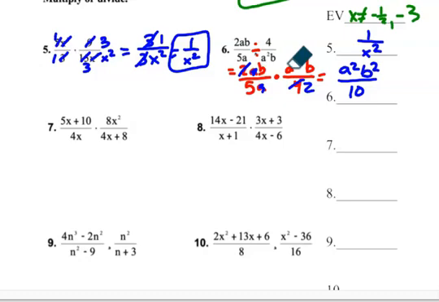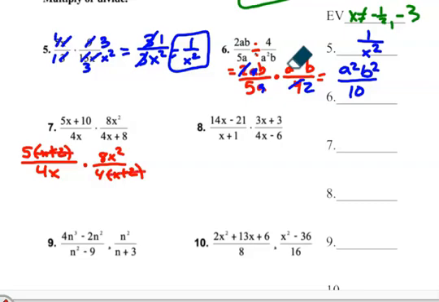Okay, number 7 is a multiply problem. First thing we want to do is factor everything that we can. So take a 5 out of the top left and take a 4 out of the bottom right. Okay, then we're not doing excluded values. We can go to canceling. X plus 2's can eliminate.